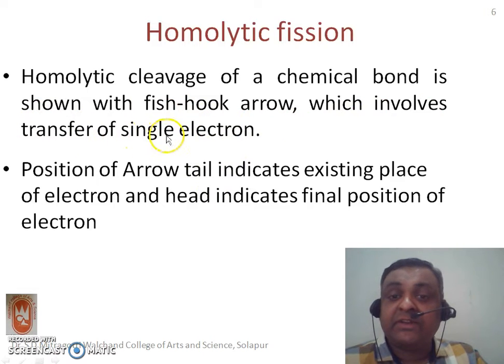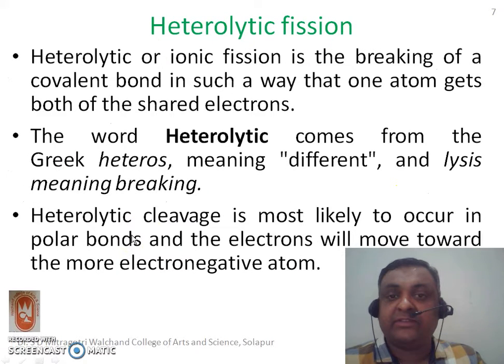Now, homolytic cleavage of a chemical bond is shown with the help of a fish-hook arrow, which involves transfer of a single electron. The position of the arrow tail indicates the existing place of the electron and the head indicates the final position of the electron.